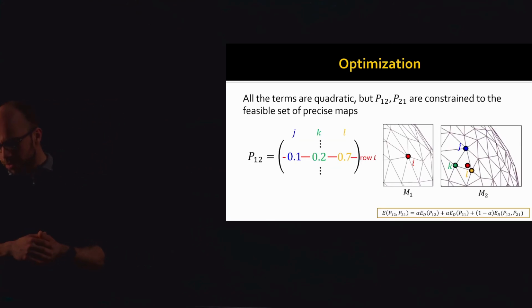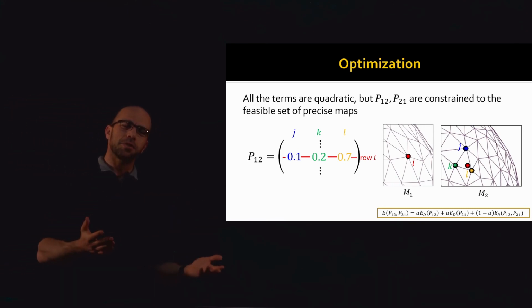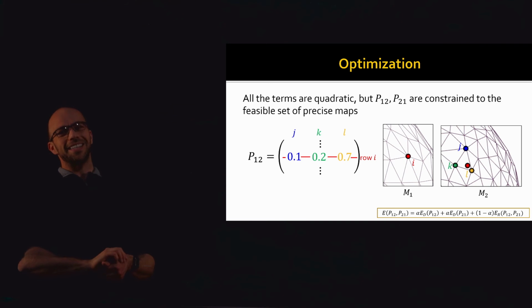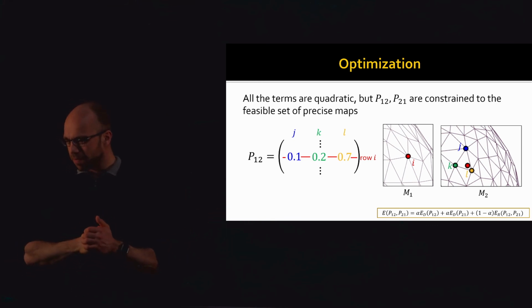So we know how to write down our problem, but optimization is really tricky. And the reason that it's so tricky is that these matrices P have this weird constraint that they're in the space of precise maps. Right? These singly stochastic matrices with at most 3 non-zeros per row corresponding to a triangle of the respective target mesh.